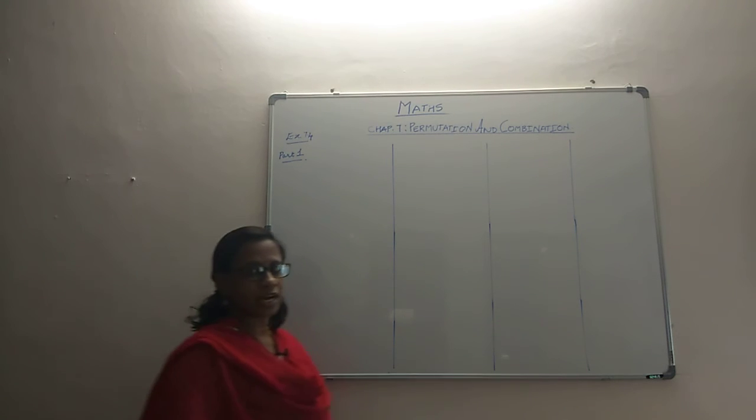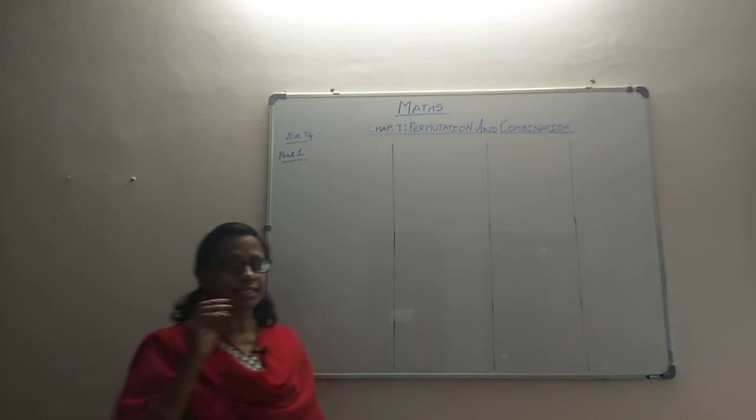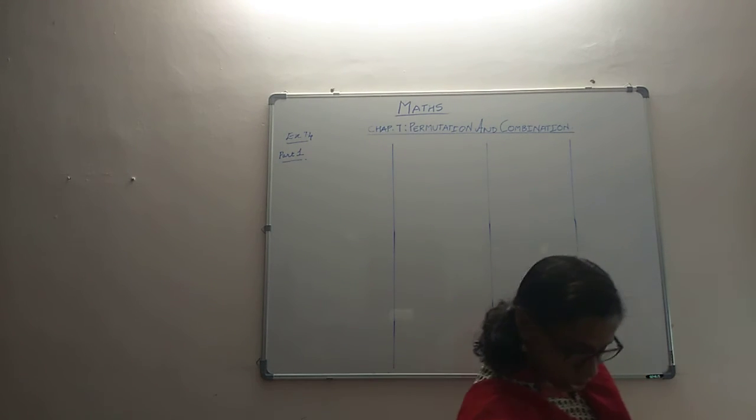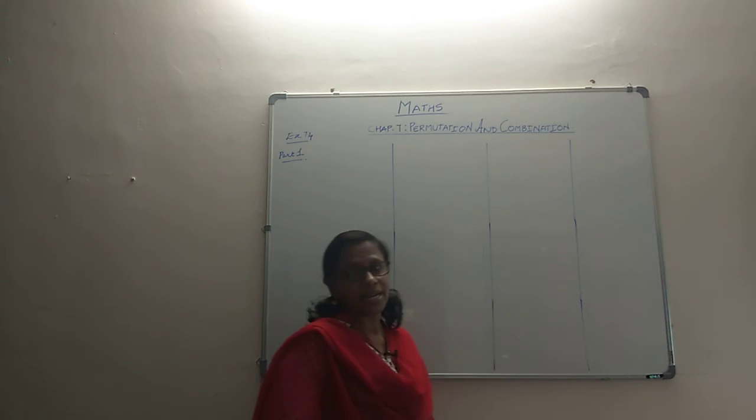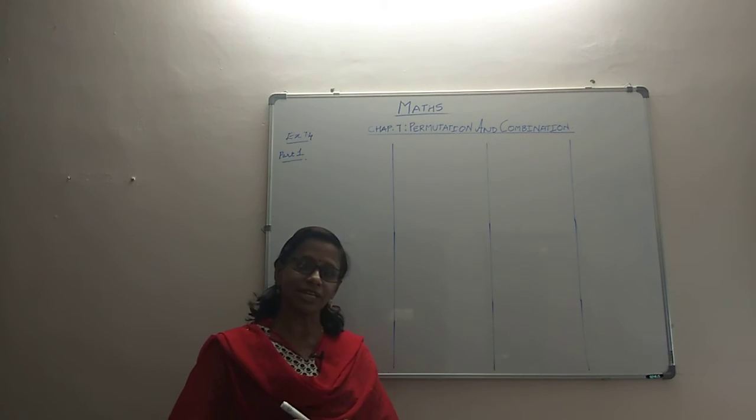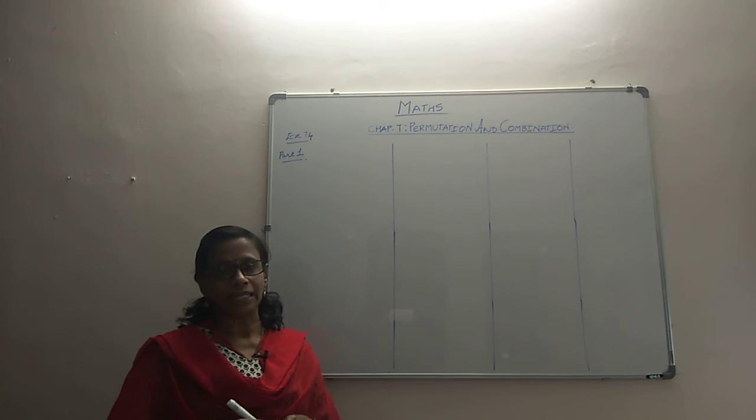Hello folks, we come to exercise 7.4 and we will now take up part 1. In this exercise we are taking up another concept which is called combinations. What we did earlier was permutation. In the very first exercise we did the fundamental principle of counting, then we did permutation. Now we will be taking up combinations.